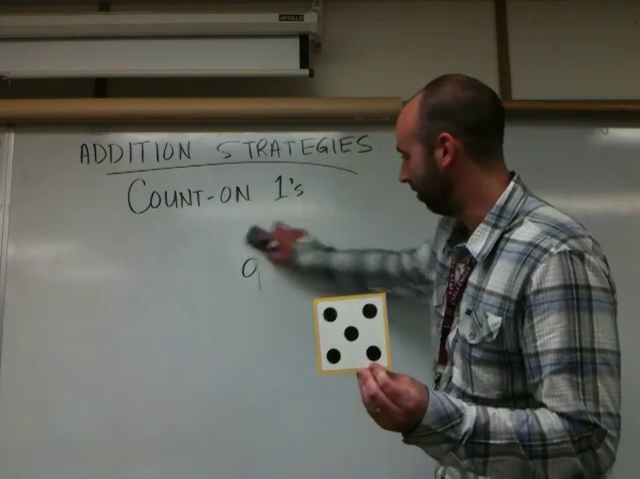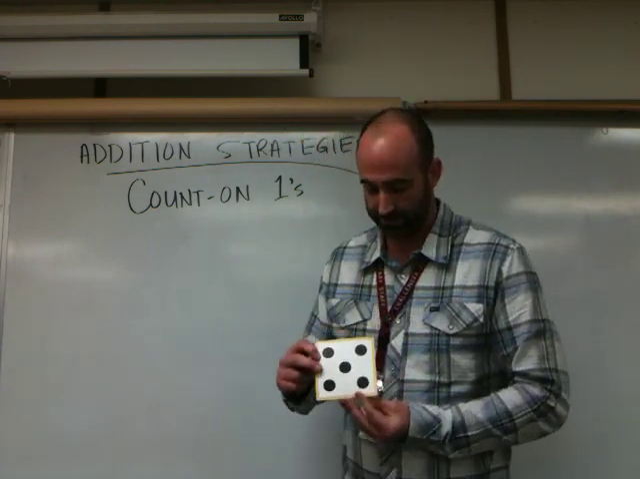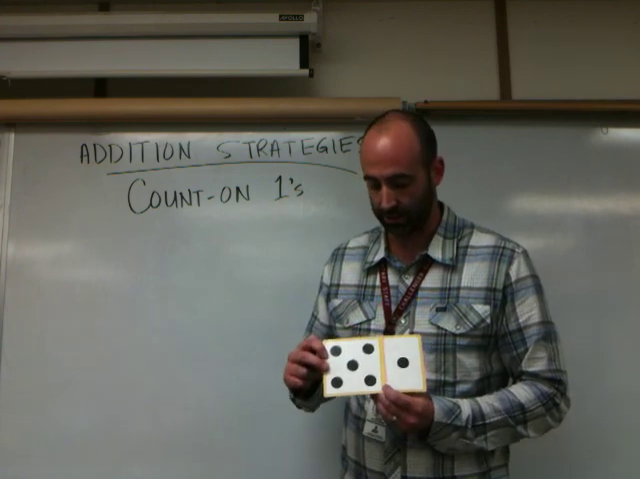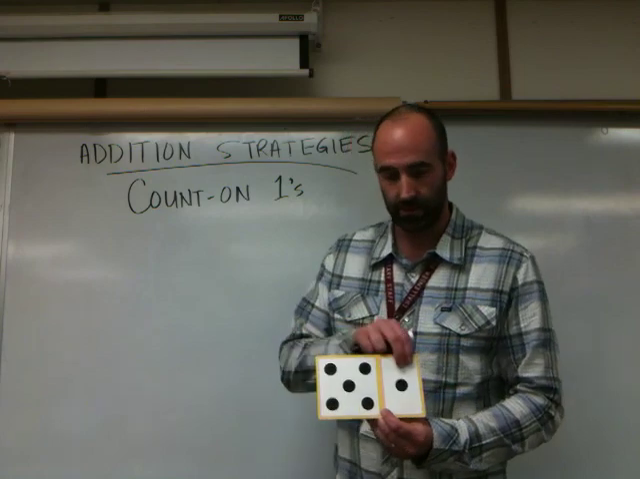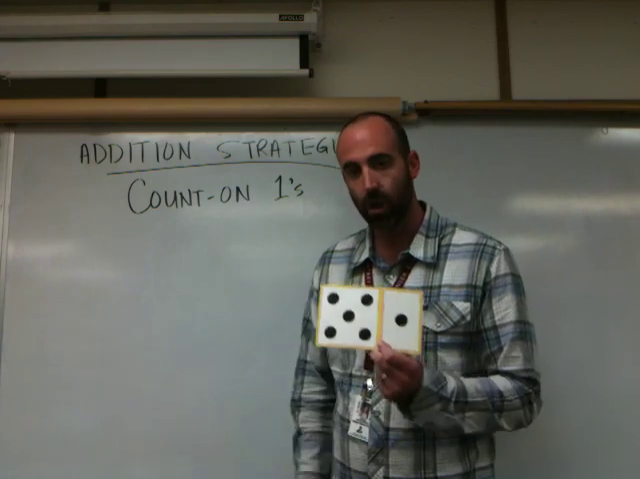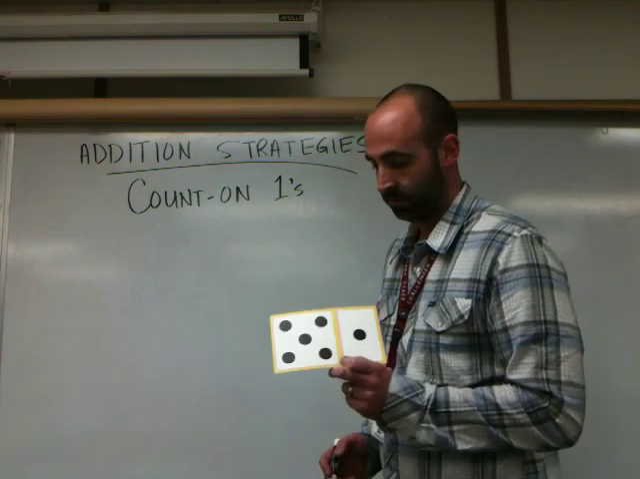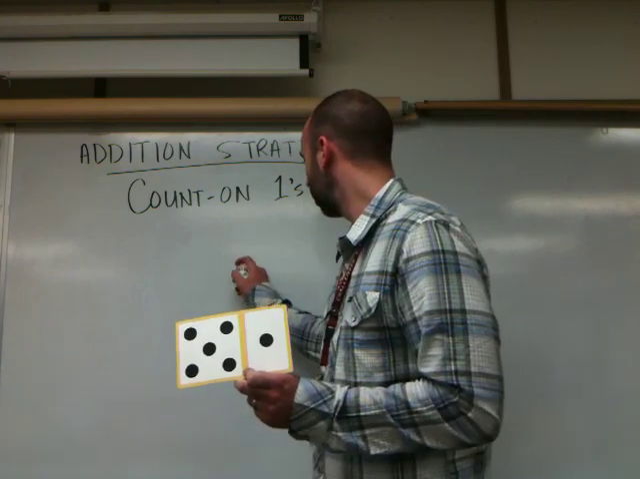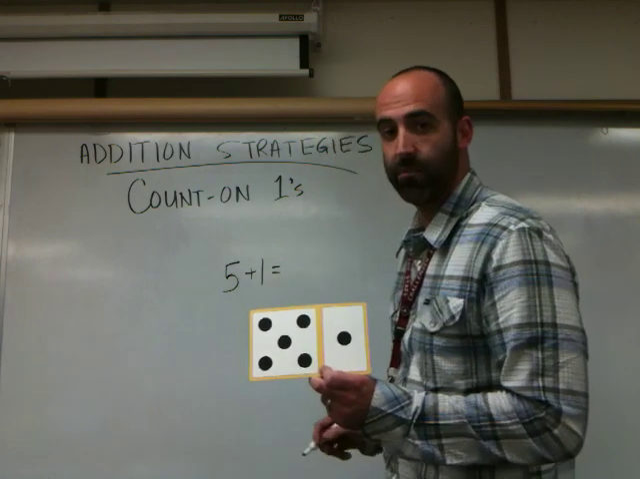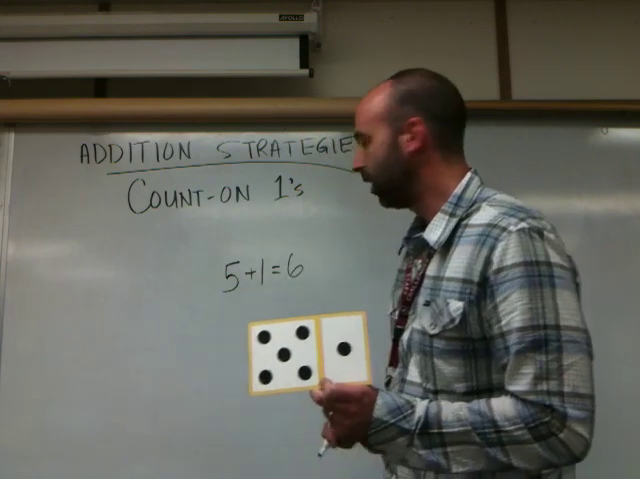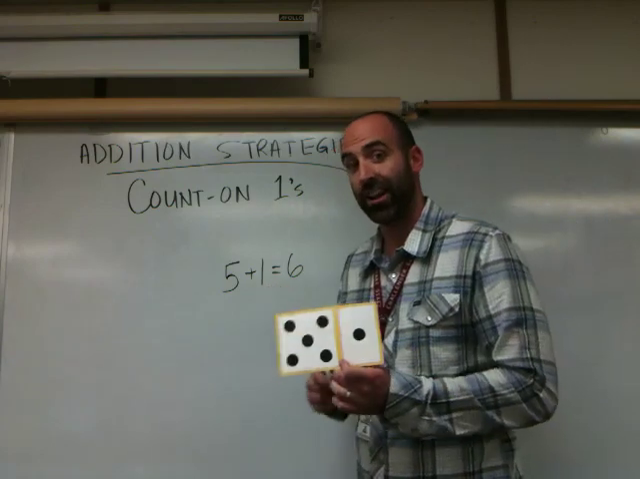What number do you see here? That's right, 5. And one more is 6. So I start with the big number and count on 1. 5, 6. Write down the fact that goes with this card. If you wrote down 5 plus 1 equals 6, you did it correctly. Let's try another.